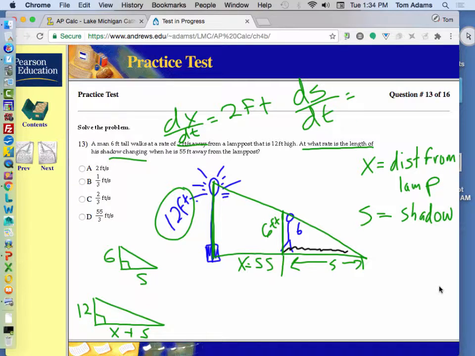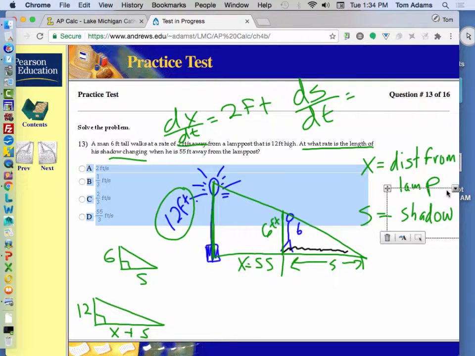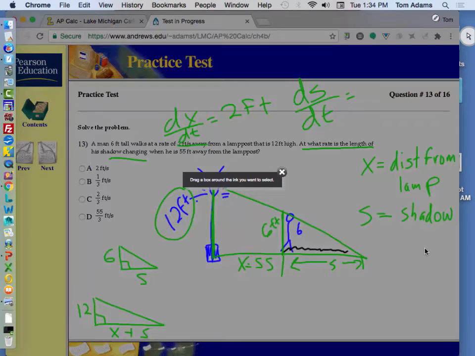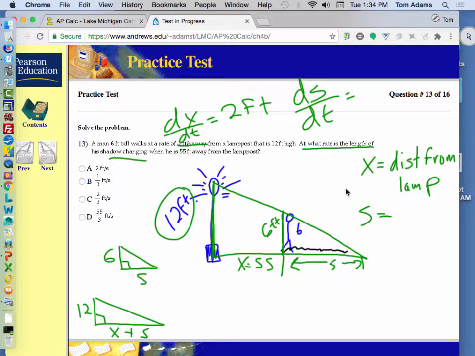Then we'll differentiate implicitly, and when we differentiate implicitly, then we'll be able to solve for ds/dt. Oh, dang it, what did I say s was? The shadow, right? Mm-hmm. Then we'll be able to solve for ds/dt, all right?